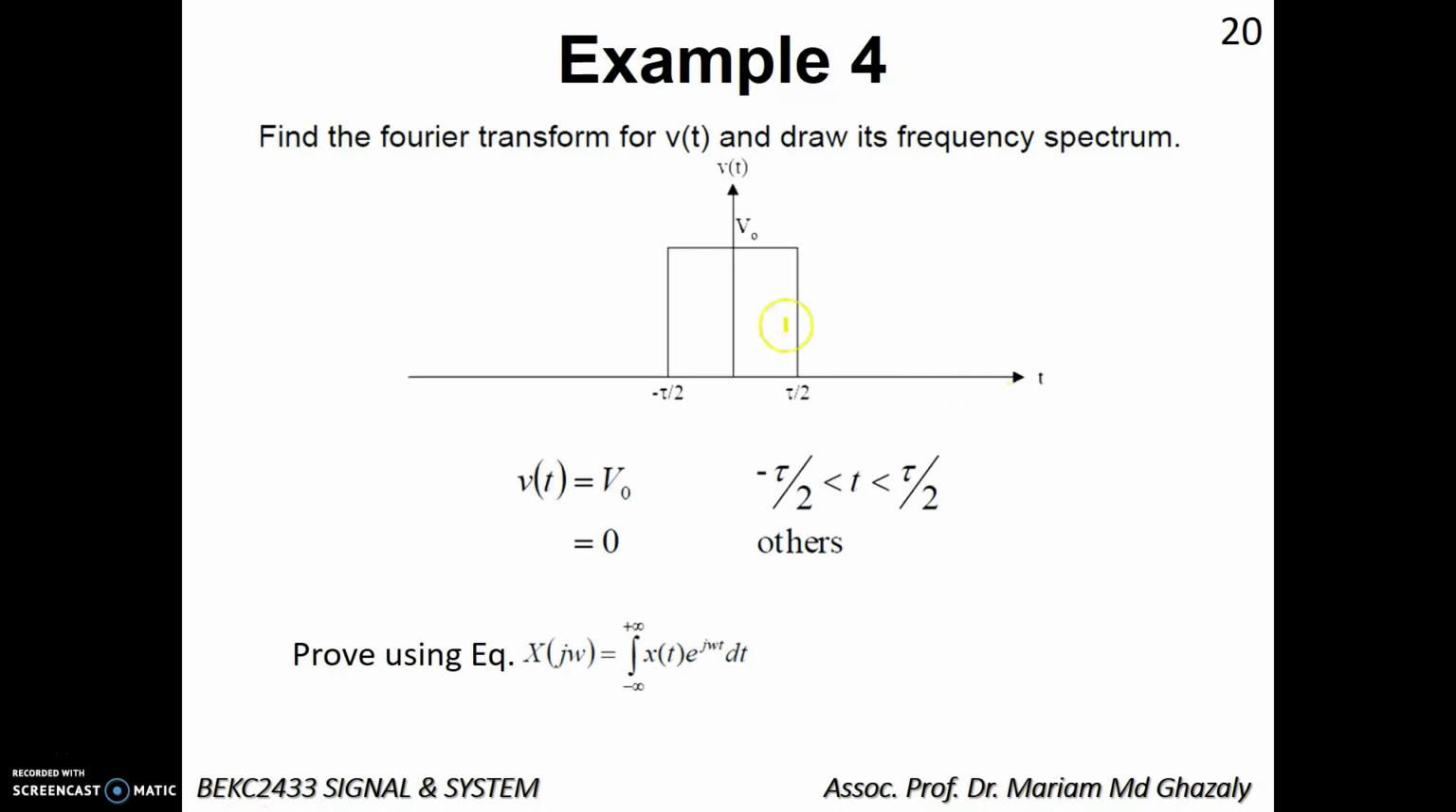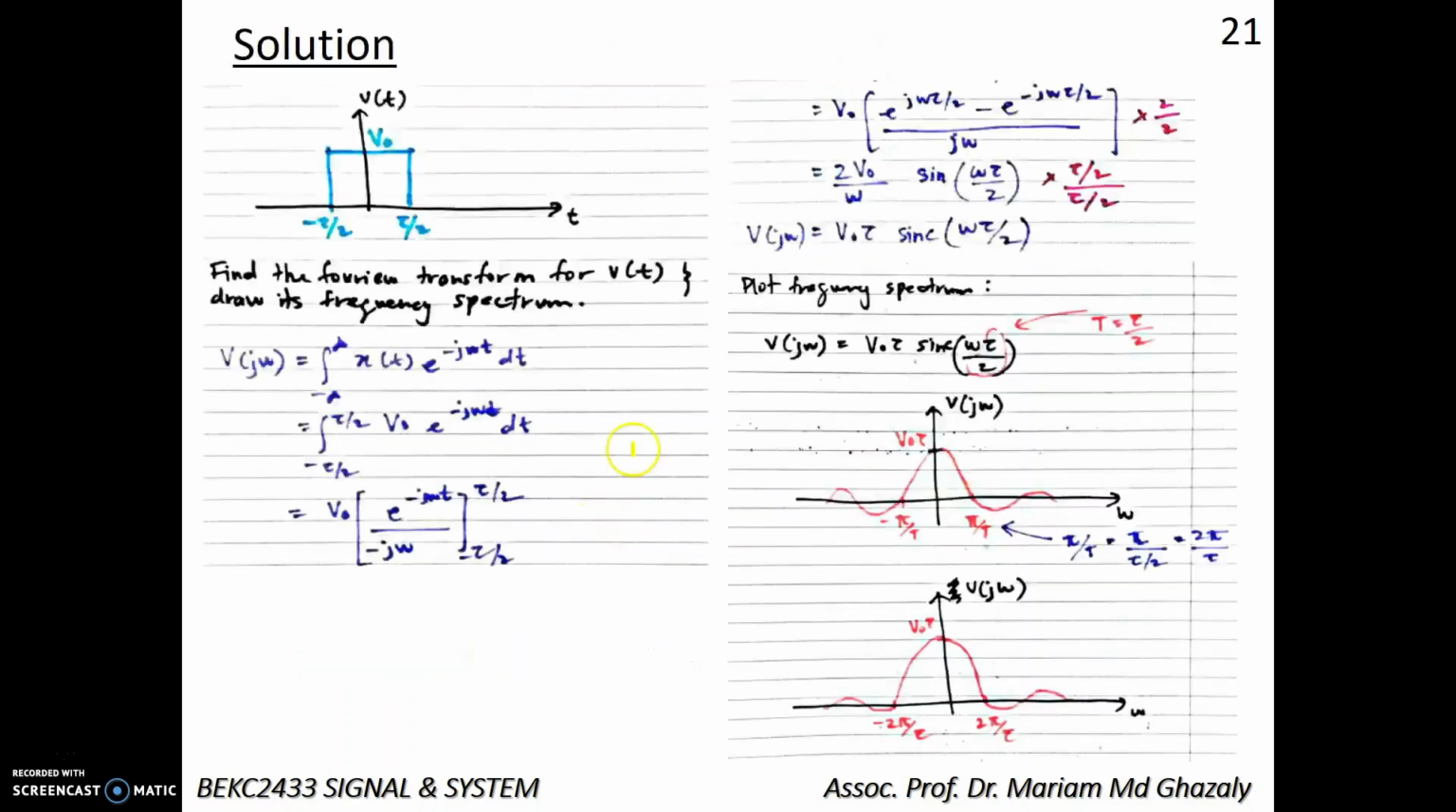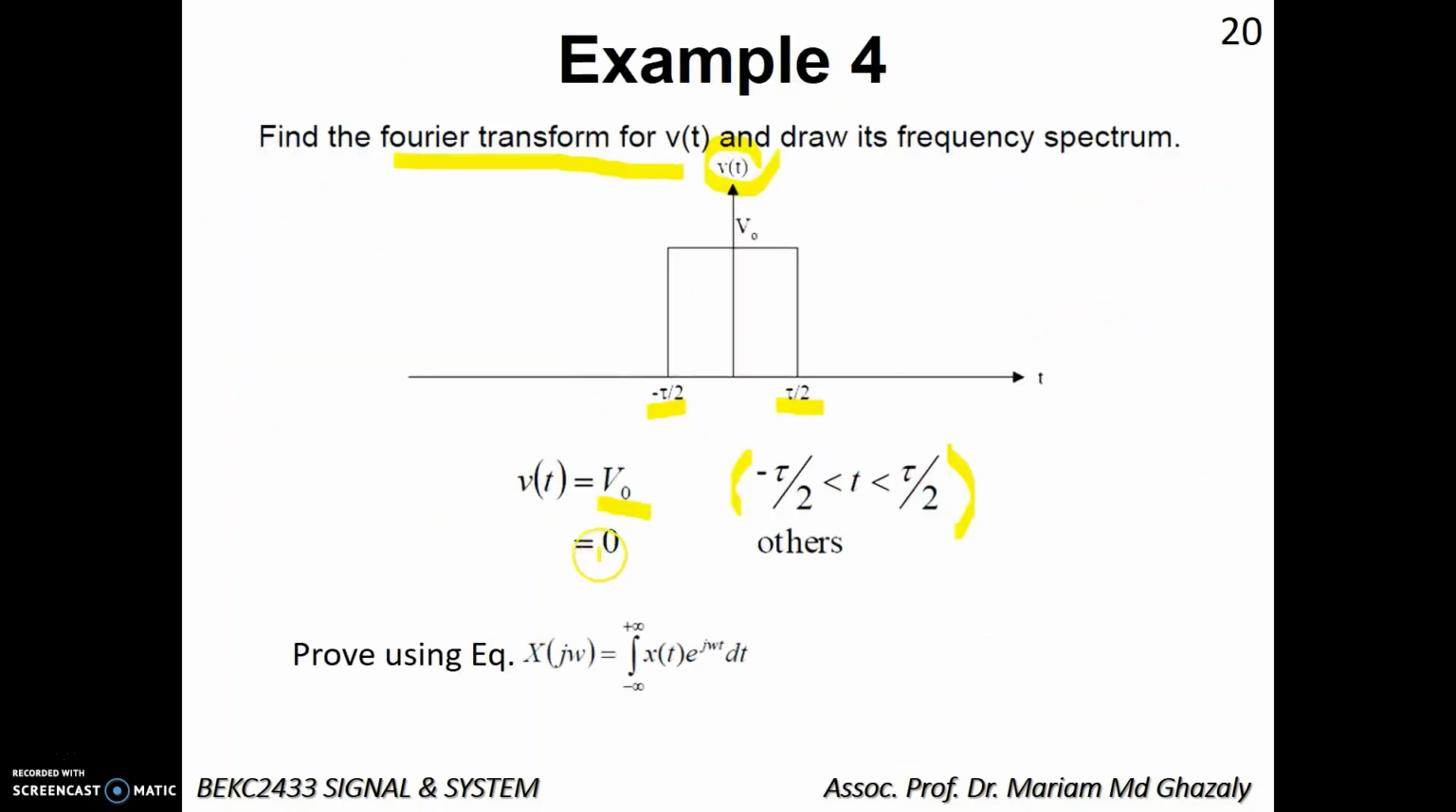Now we are going to do example 4. Example 4 is to find the Fourier transform of v(t) and draw its frequency spectrum. You are given the signal v(t) here, a rectangular signal from minus tau over 2 to tau over 2. So v(t) has magnitude V naught for t from minus tau over 2 until tau over 2, and for the other values it is 0.